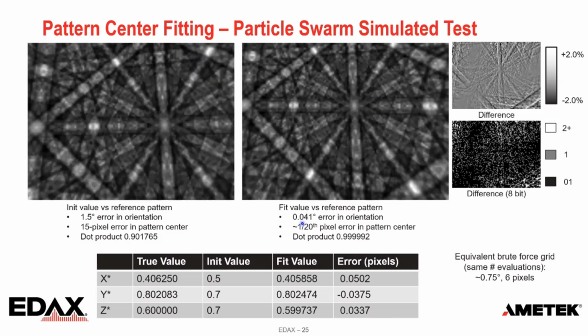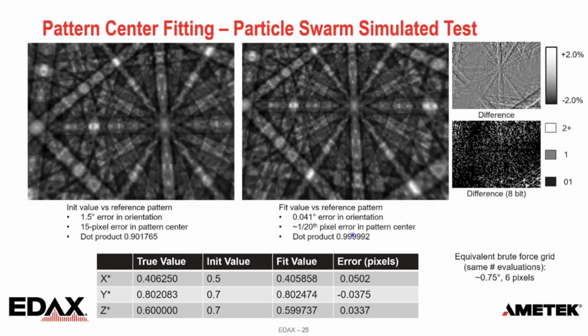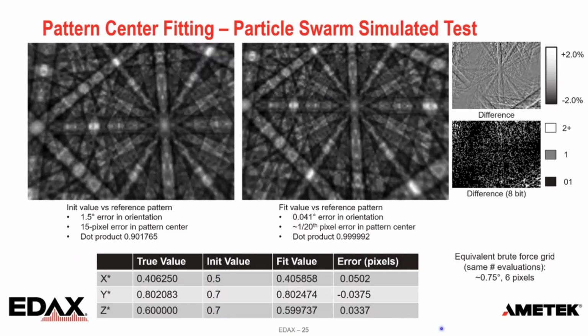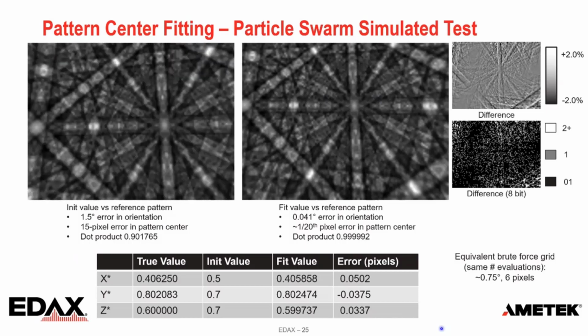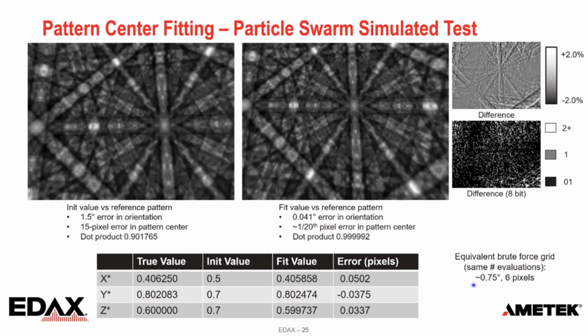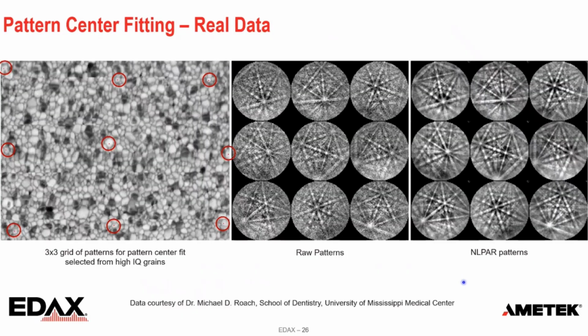And this recovered about a 20th of a degree in orientation error and a 20th of a pixel in pattern center error. You can basically just start with a generic value and get a good enough answer. And if you spent the same budget on doing pattern simulations with a brute force grid, you would only be able to grid at about a degree of resolution.